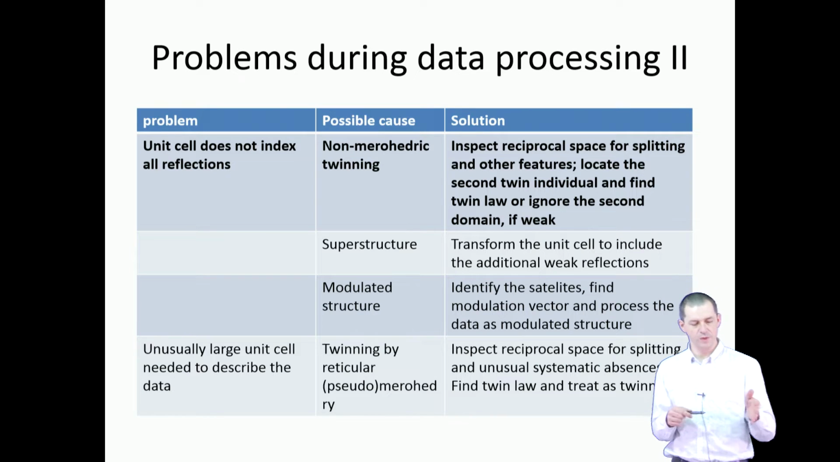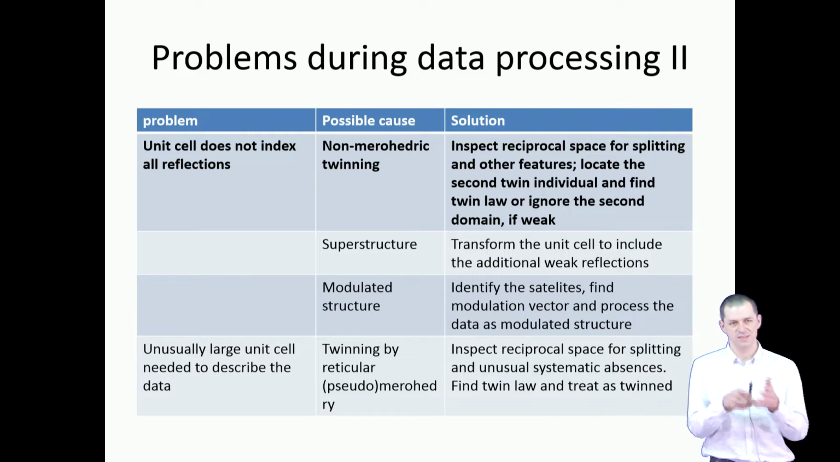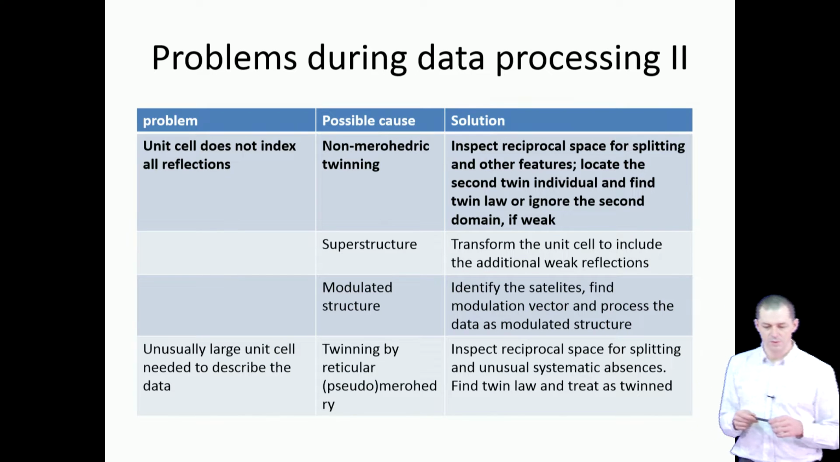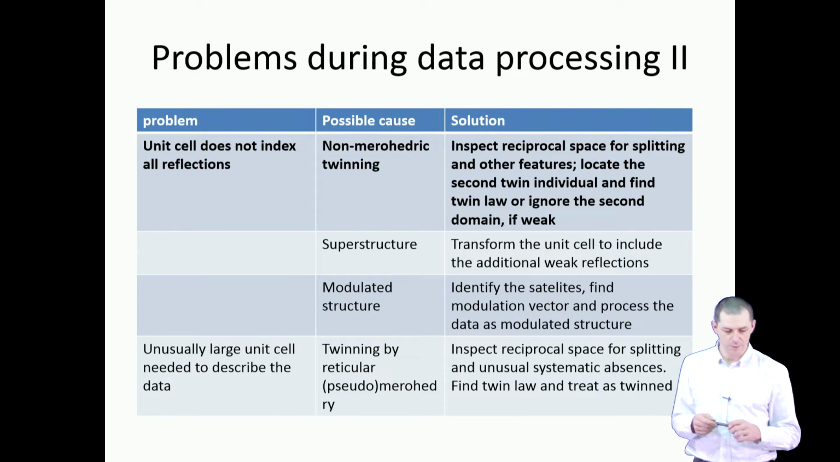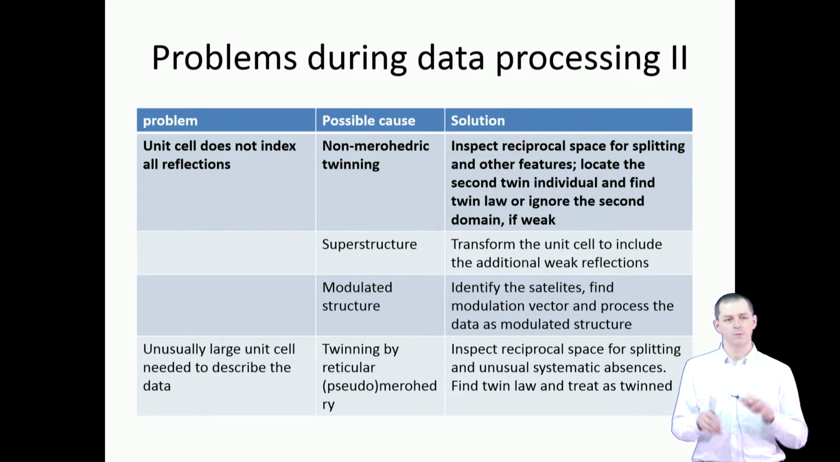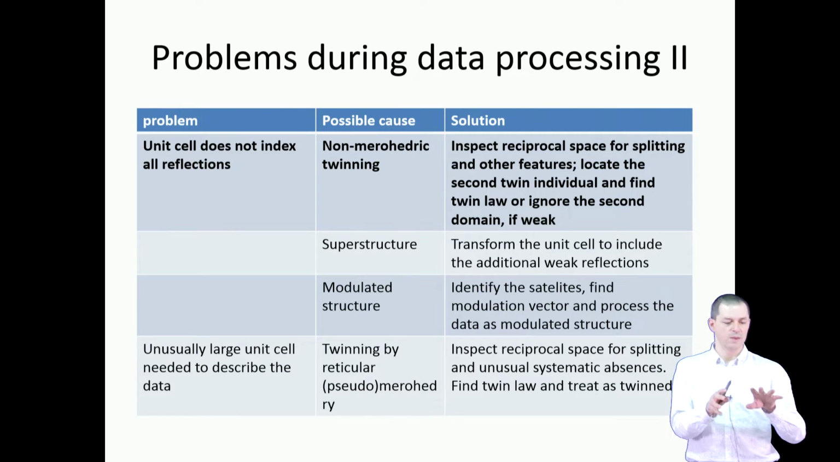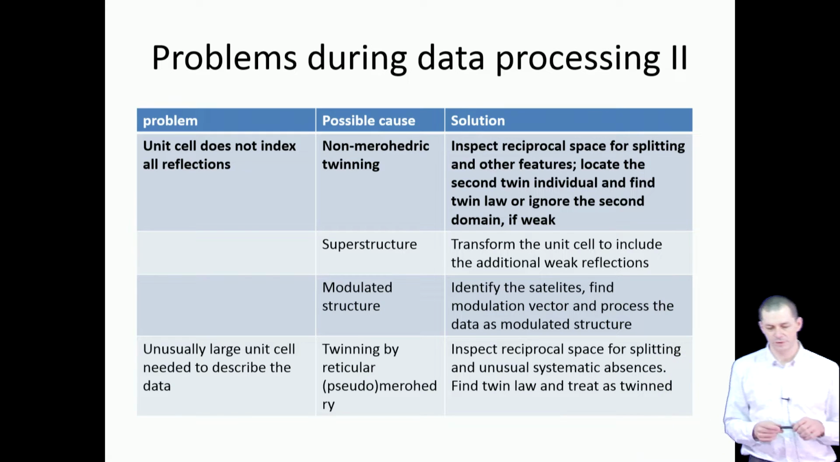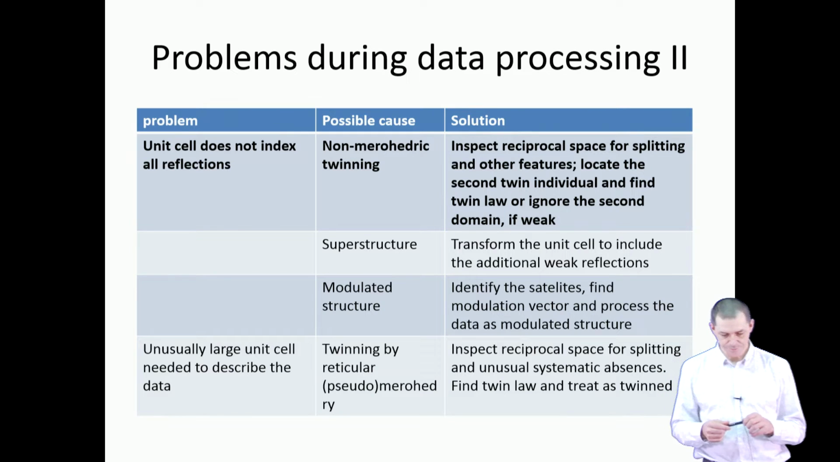But if your unit cell indexes only 60 or 70% of peaks found in the data set, then it's not usual. So one possible cause for this problem is non-merohedric twinning. So overlap of two lattices, or presence of two lattices which do not strongly overlap. They may be in almost random orientation.